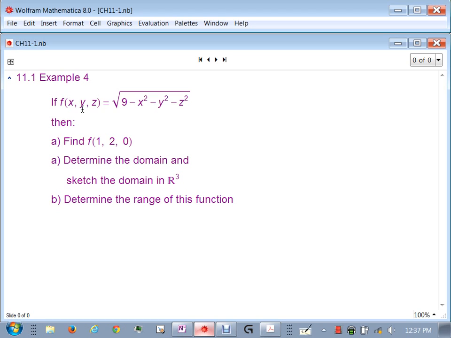But the question would be, can you get everything out? Like, can you get the number 10 to come out of this? It won't come out. There's no way. Because the biggest this can ever be is 9, because you're always subtracting positive numbers. So the biggest that this could be would be 9, square root of 9 is 3. So I can tell you right now that the range of it is 0 to 3. That's it. What does it look like?